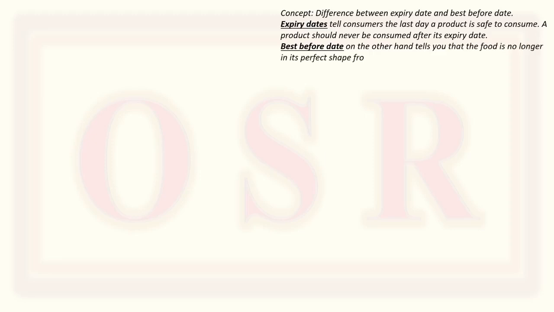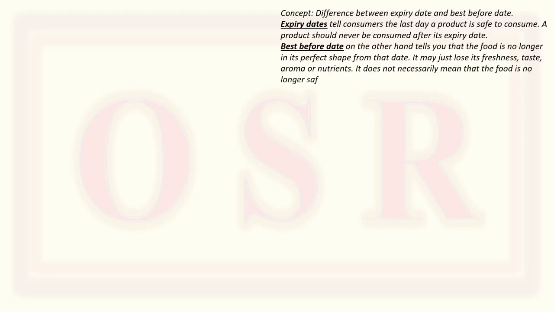Okay, again another concept. Difference between expiry date and best before date. Expiry date tells consumers the last day a product is safe to consume. A product should never be consumed after its expiry date. Best before date, on the other hand, tells you that the food is no longer in its perfect shape from that date. It may just lose its freshness, taste, aroma, or nutrients. It does not necessarily mean that the food is no longer safe to eat. Best before date is basically a quality indicator.